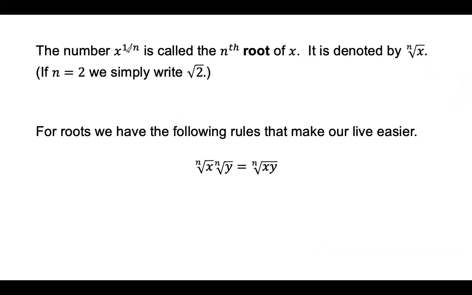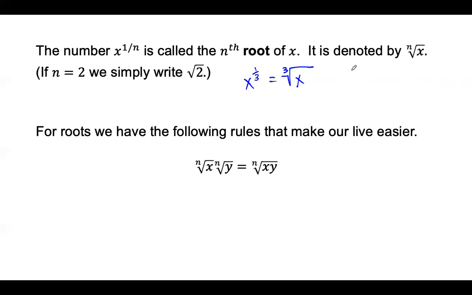Okay, so the number x to the power 1 over n is called the nth root of x, and it is denoted by the n-th root symbol and then x. If n is equal to 2, we simply write the square root. So, for example, x to the power 1 over 3, we can write it this particular way: the 3 comes out front, then the root symbol, then x. They're the same thing, tomato, tomato.